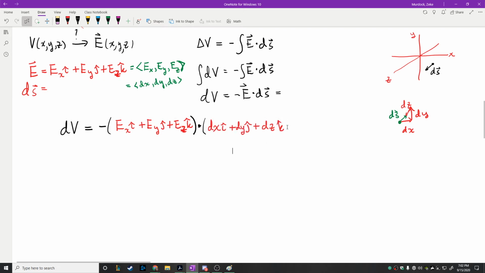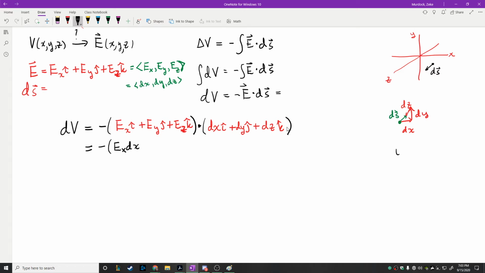And why are we doing it this way? Well, it's because when you do the dot products in component form, it's really simple, right? This thing is going to become negative of Ex dx. When I do i dot i, I get 1, right?